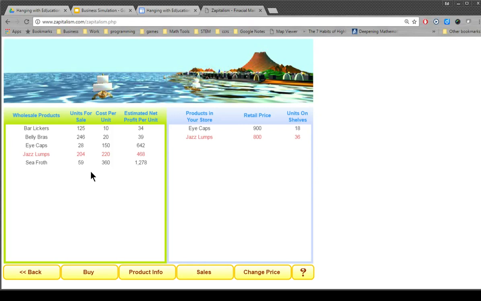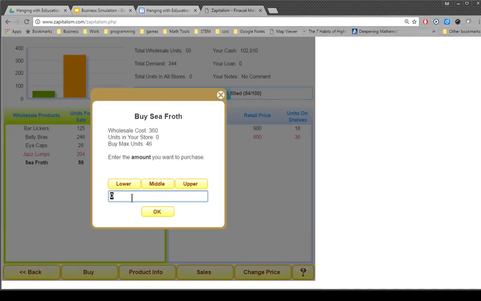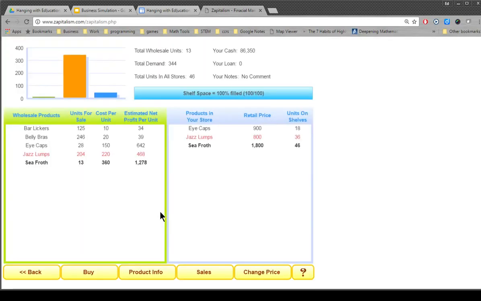So now I'm back to purchasing. How much shelf space do I have? I cleaned out a little bit. Again, I'm just going to go with what the estimated profit is. I'm going to play it safe because I do know it's a tutorial. The demand is pretty high on that. So I'm just going to go for sea froth, and I'm going to buy up as much as I can.